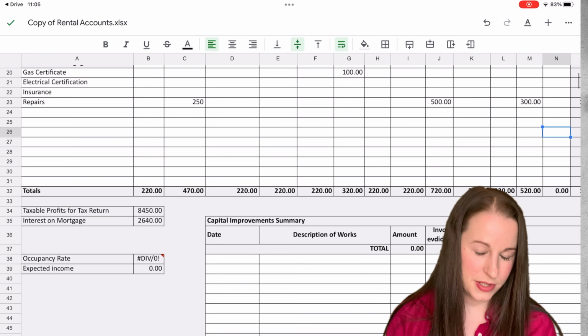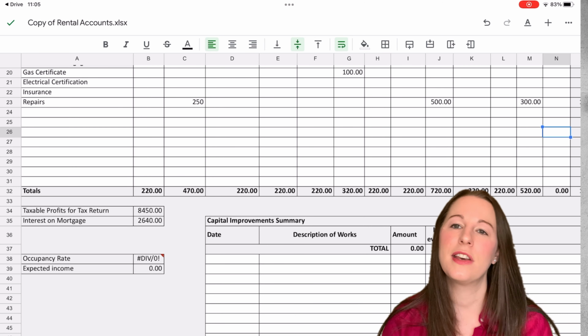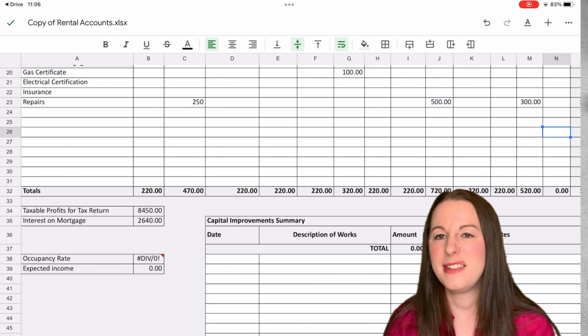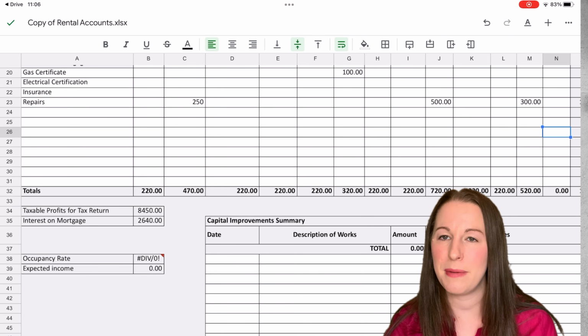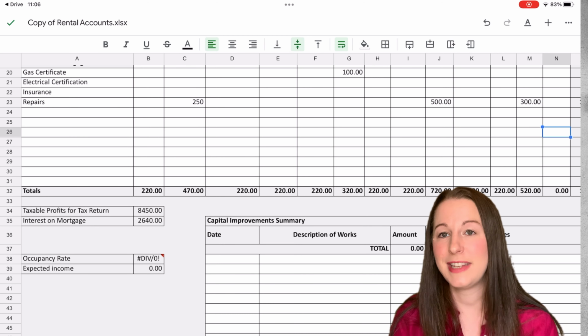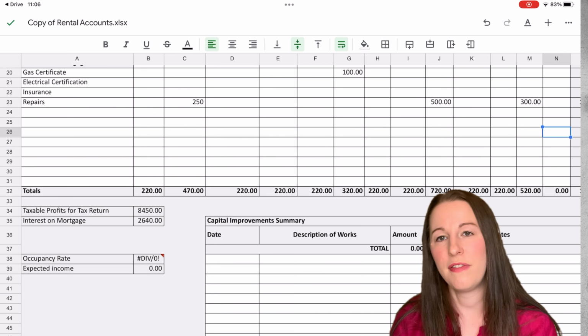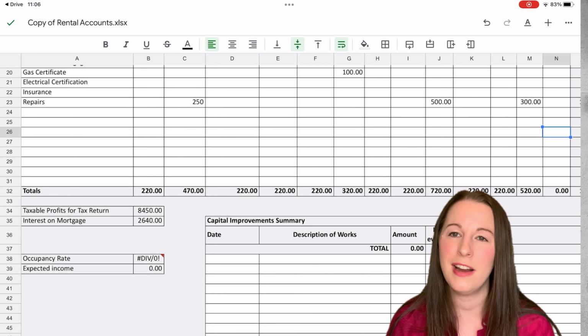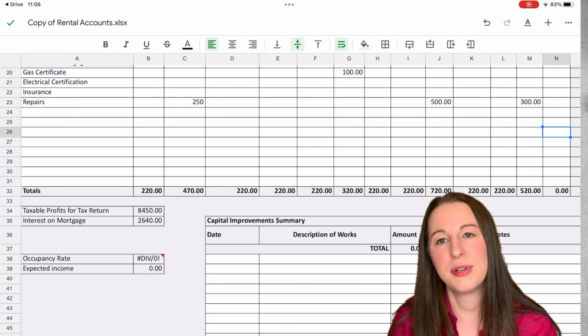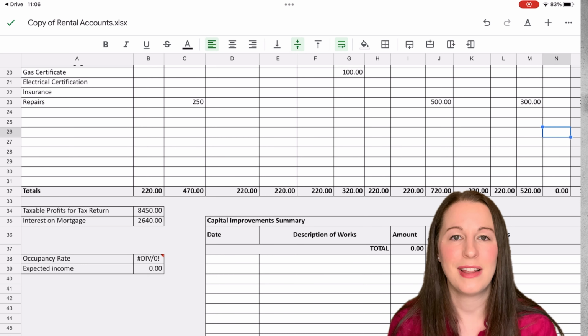Now, as you can see at the bottom, we've got some capital improvements. Because this property has been ongoing, there's no capital improvements. But if, for example, I had a gap in the tenancy and I had to put on a whole new roof because there was a few issues and it wasn't worth repairing, I might need to put something in the capital improvement section to deal with it.